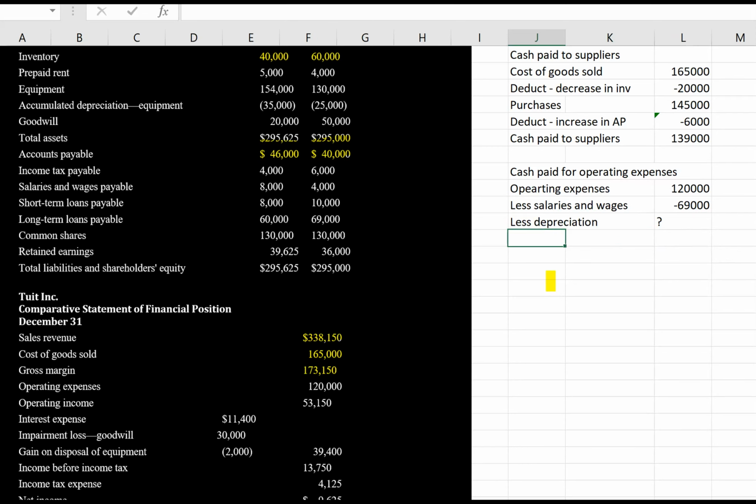And what other current assets do we have here? Well, we've got equipment. We'll have to deal with PP&E separately because that's required to be separate. Goodwill, total assets, prepaid rent is another one. We can lump that in here. So prepaid rent increase in prepaid rent. So prepaid rent went from 4,000 to 5,000.